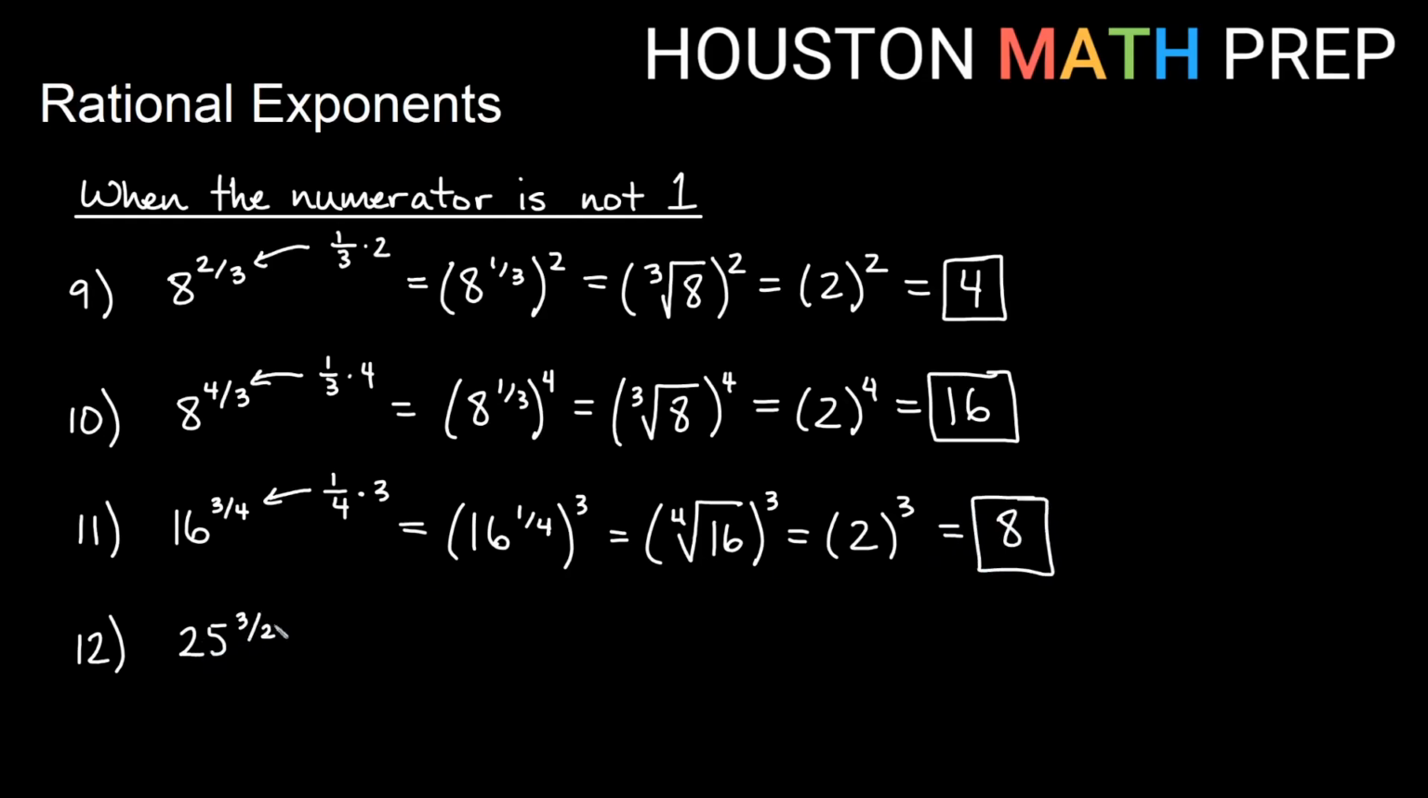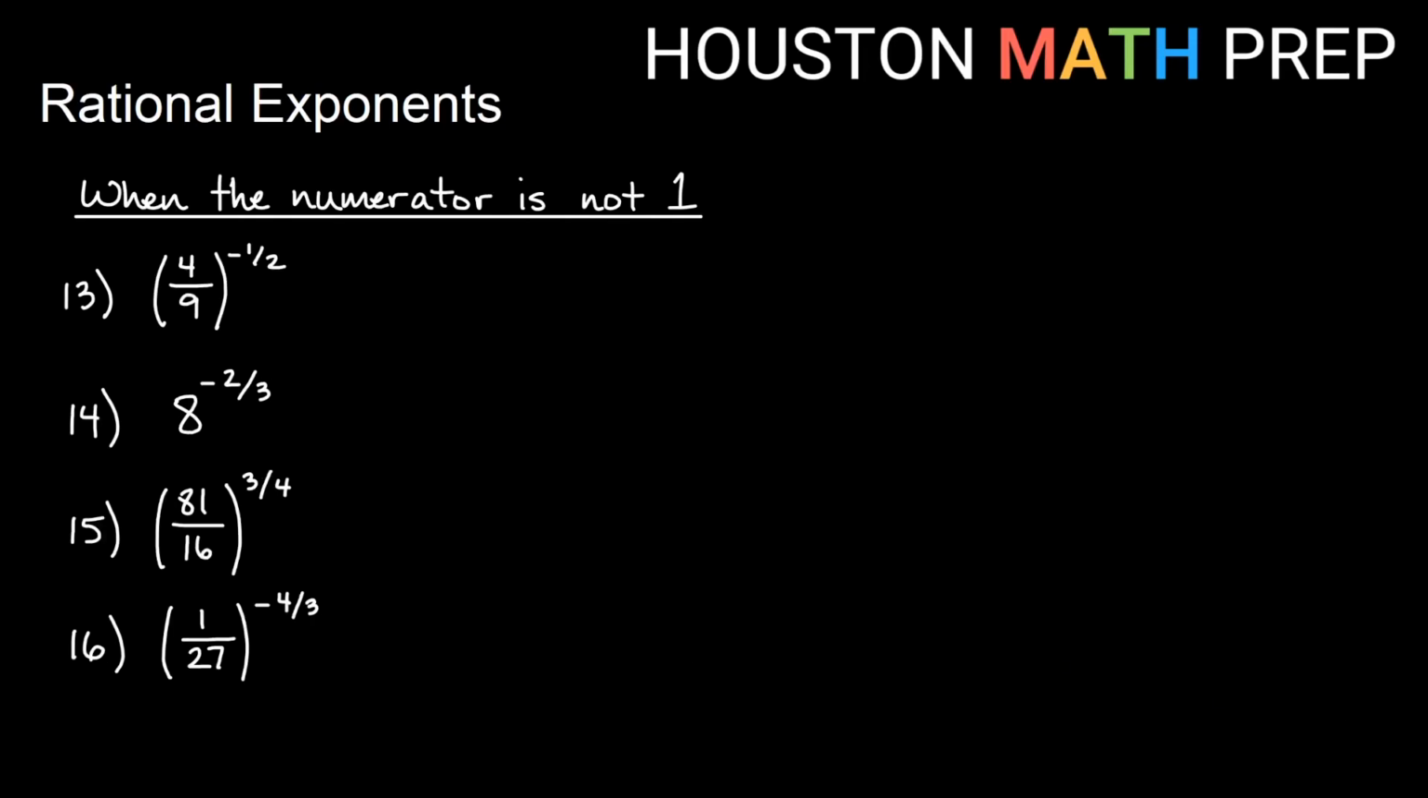Here we have 25 to the 3/2. Let's try doing this all in one shot here. So the bottom is going to be the type of root that we have. So that will be the square root of 25, and then what we'll need to do at the top is going to be the power that we apply. So this tells us square root and then cube. So we get the square root of 25 and then cubed. That's going to be 5 cubed, and then 5 cubed, 5 times 5 times 5 will give us an answer of 125.